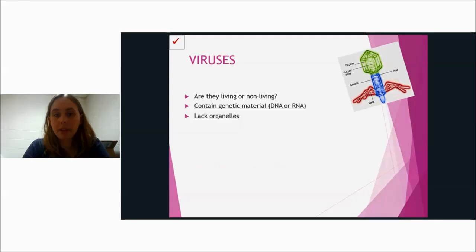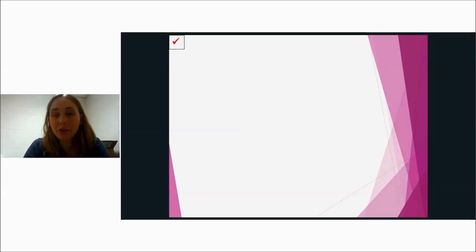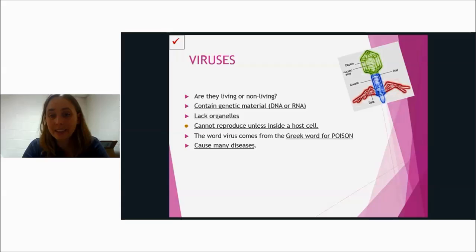Viruses are another organism that we're going to talk about, and first we need to know if they're living or non-living. This is debated among scientists around the world, but they do not meet all of the characteristics of life that we talked about before. But they do have some. So they contain genetic material. They either have DNA or RNA. They don't have any organelles, and they cannot reproduce unless they're inside a host cell.